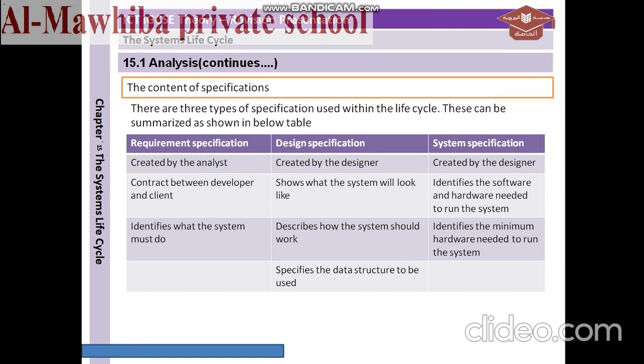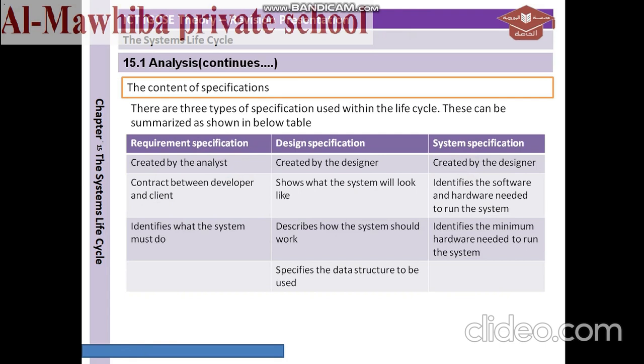It involves more in the design stage. The third one is system specification. It's by the designer itself. It identifies what type of software and hardware are needed to run the system. It also identifies the minimum hardware required to run a system.